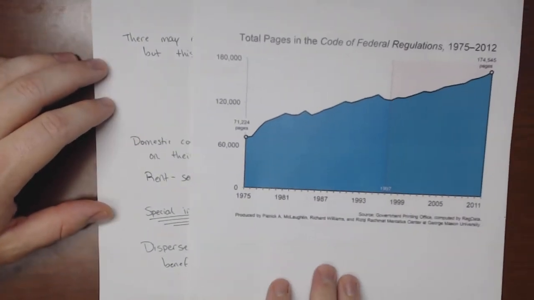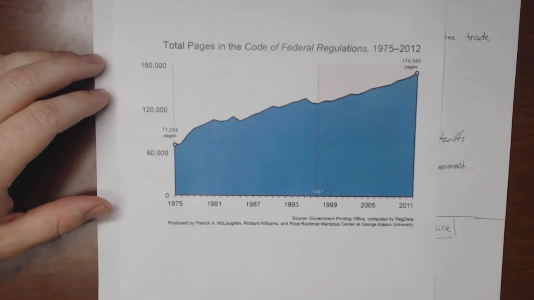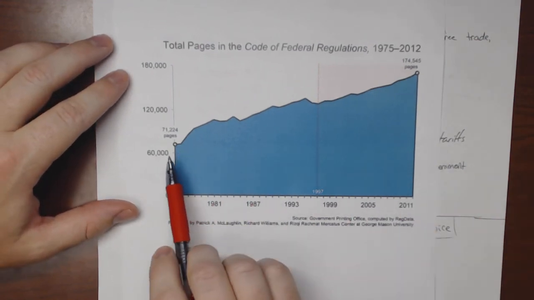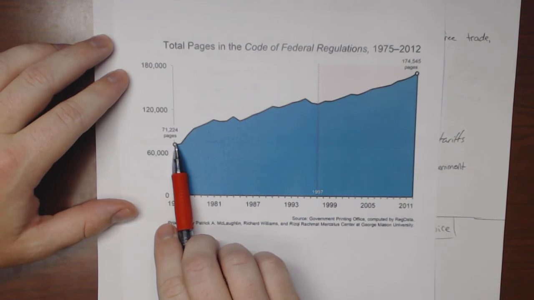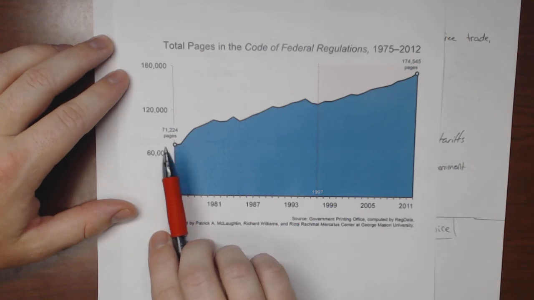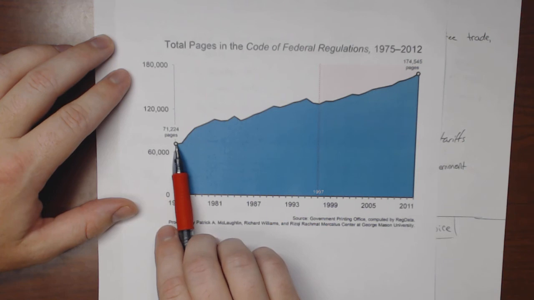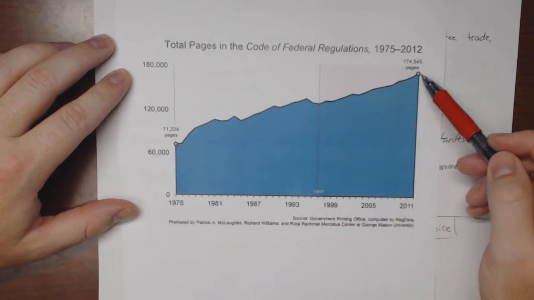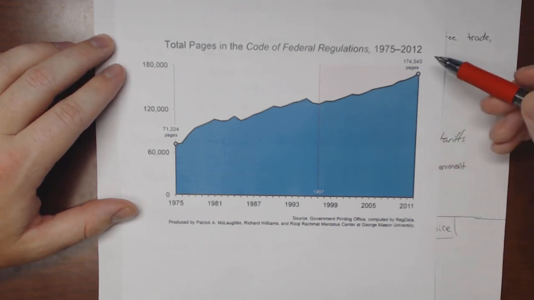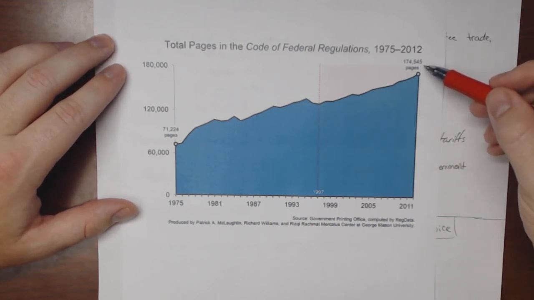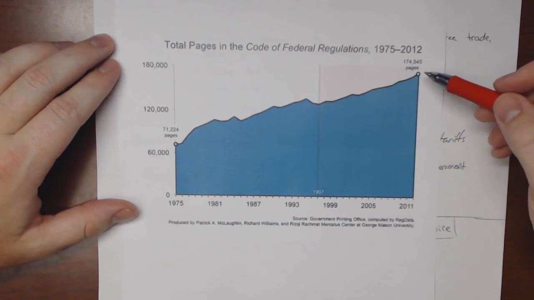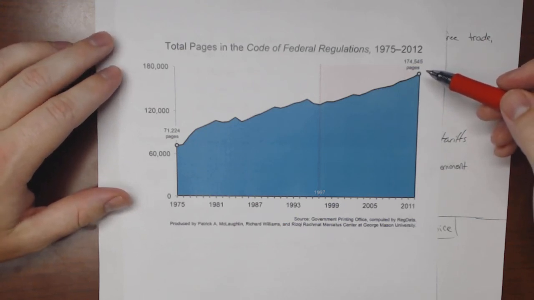Well, what we can look at is the growth rate of regulations over time. Okay, so from 1975, the Code of Federal Regulations had 71,224 pages in it, which seems pretty high, but maybe that's reflecting some sort of complexity of the world. And since then, in 2012, the latest data that we have available, or that I have available rather, the total number of pages has grown to 174,545. So it's more than doubled. In fact, it's grown by 100,000 pages.